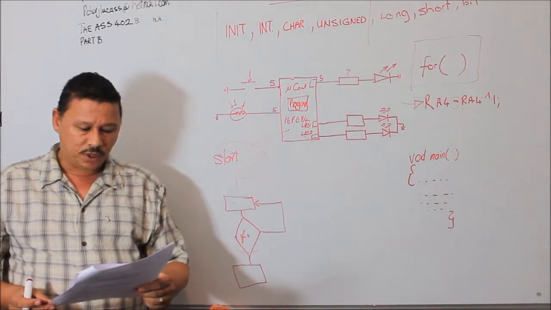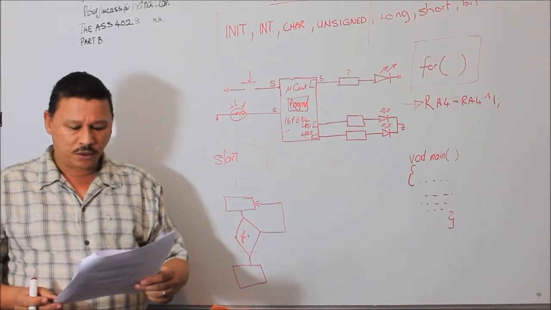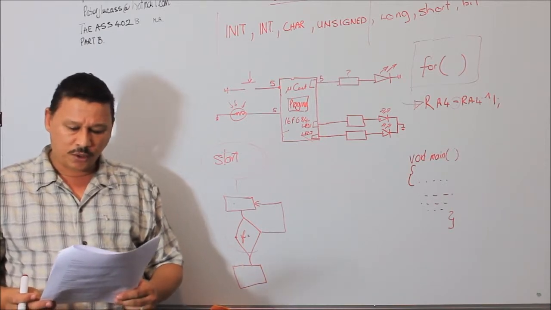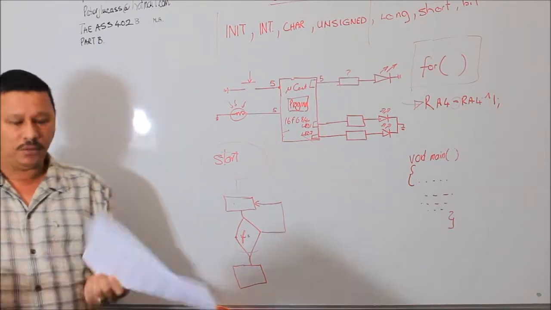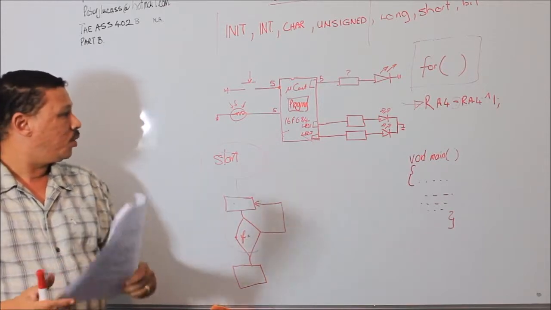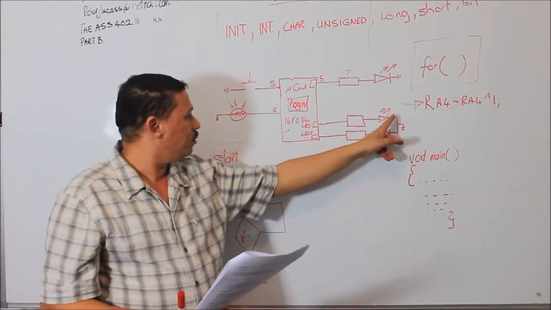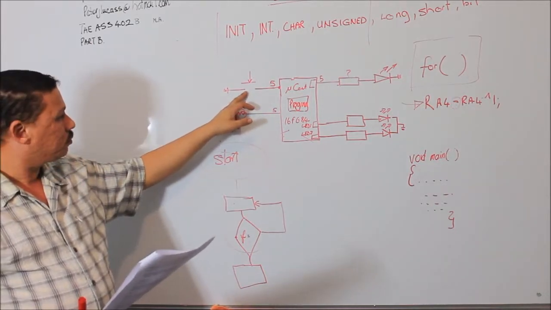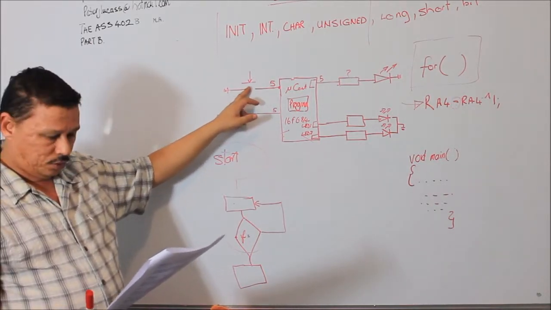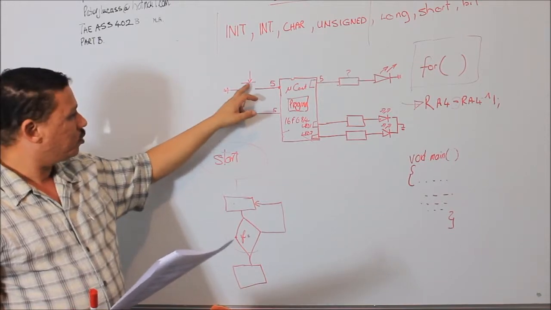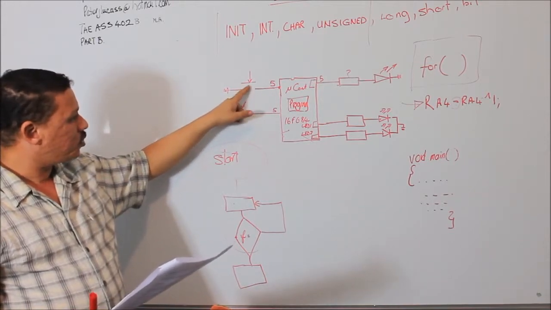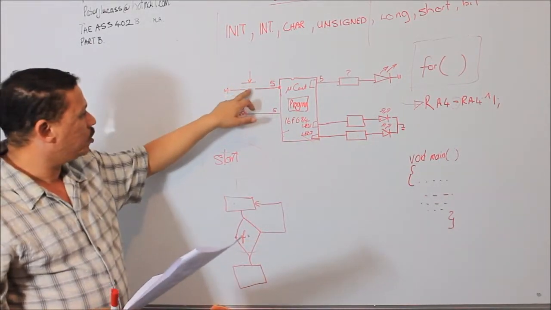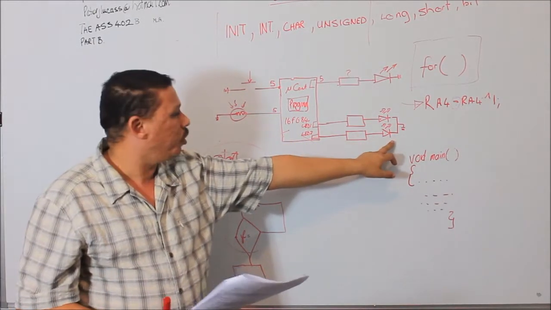Next question. Write a program to indicate, with pressing a switch, two states of output using the if and the else statement. So here we are again, we've got two LEDs. I've got a push button over here. So, if the switch is open, one LED will be on. If the switch is closed, the other LED will be on.